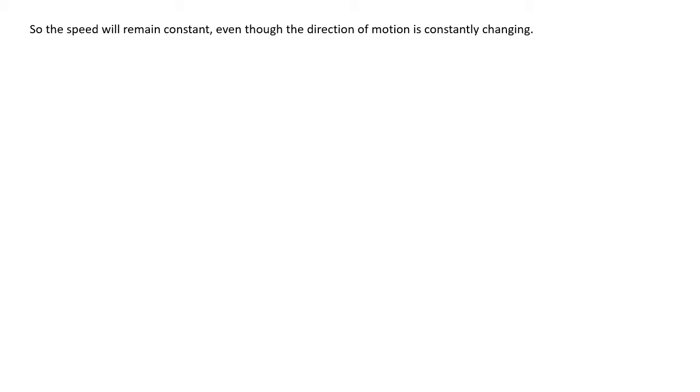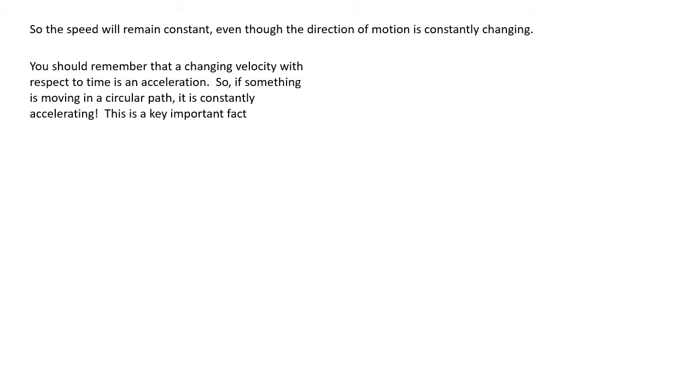So, as I said, the speed will remain constant even though the direction of the motion is constantly changing. You should remember from what we've talked about before that a changing velocity with respect to time is called an acceleration. So if something is moving in a circular path, it is constantly accelerating. This is really, really important and a key fact.